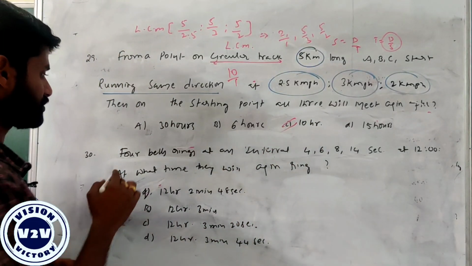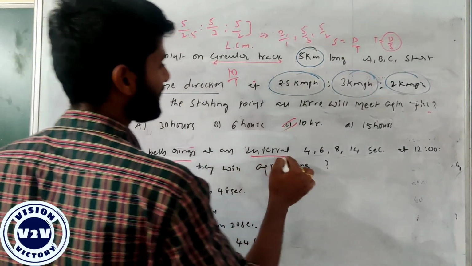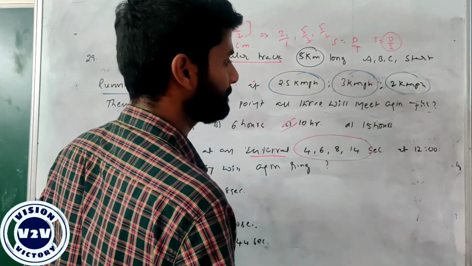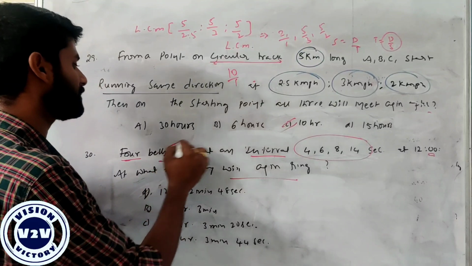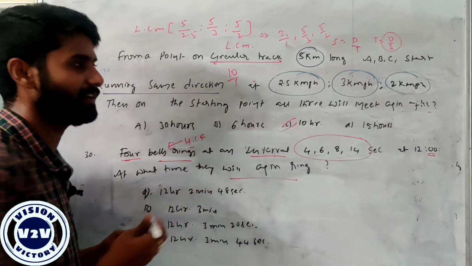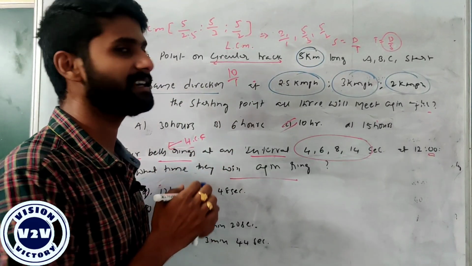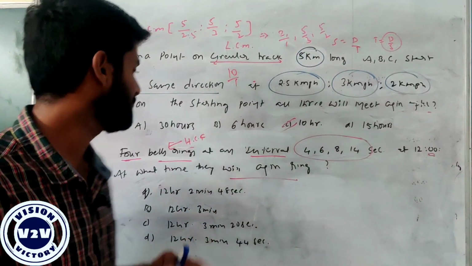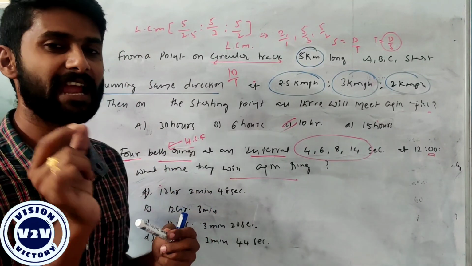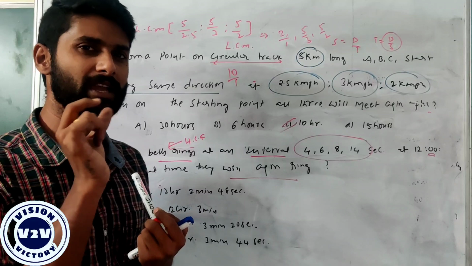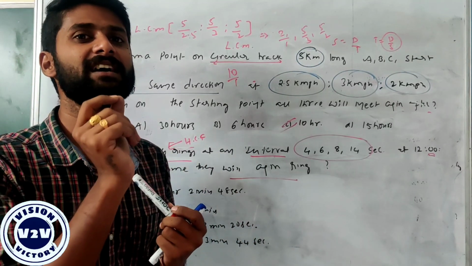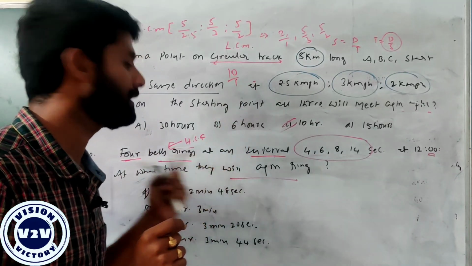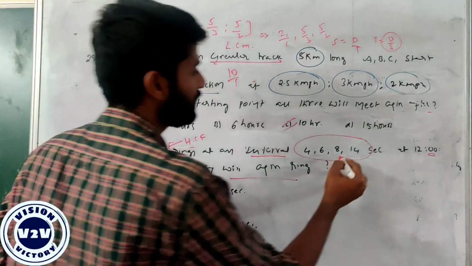In the same way, the second question: 4 bells ring at intervals of 4, 6, 8, 14 seconds at 12 o'clock. At what time will they toll together? See, tolling together is a concept of LCM. Why? Because just like in the circular track question, at what time they will meet each other, if it is tolling bells, at what time they will ring together. Together is a concept of LCM, the least common multiple gives us the first value of together or meeting each other. Then see, find the LCM.